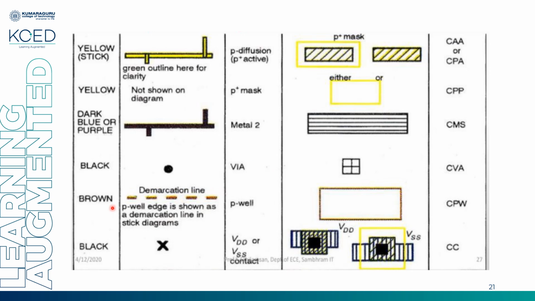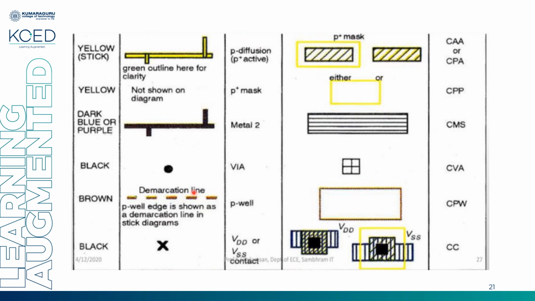This one is very important. Brown dotted lines will represent my demarcation line. The demarcation line separates your NMOS and PMOS. In any CMOS circuit you have a pull up network and a pull down network. The pull up network is PMOS, and the pull down network is the NMOS network. All my PMOS and all my NMOS have to be isolated properly.